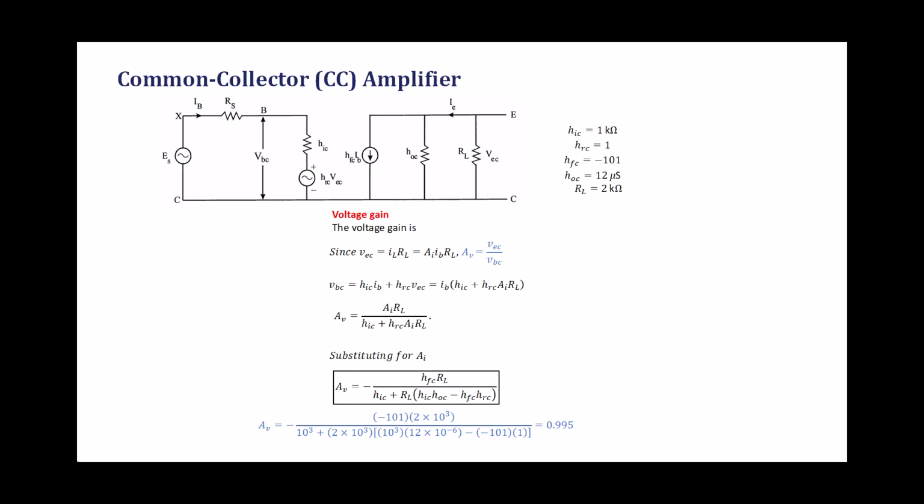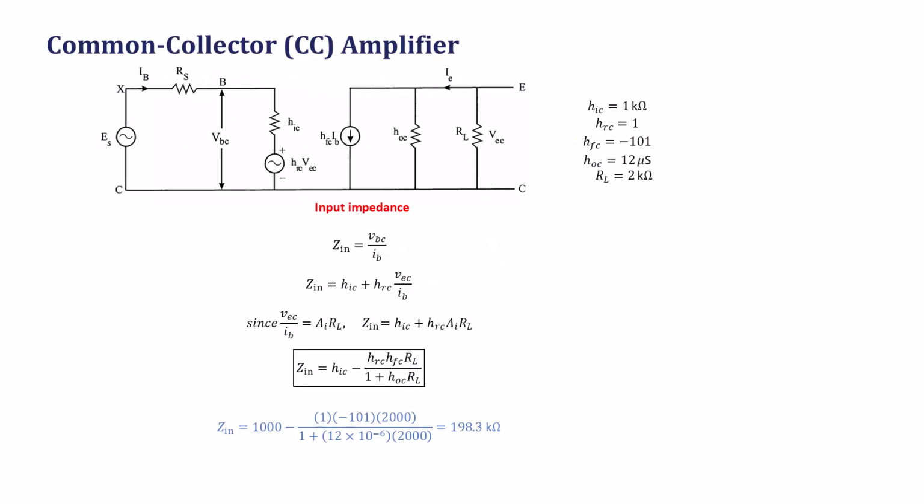Plugging in our values, negative 101 times 2 times 10 cubed divided by 10 cubed plus 2 times 10 cubed times the quantity 10 cubed times 12 times 10 to the negative 6 minus negative 101 times 1. That gives us a voltage gain of 0.995, confirming what we said earlier, close to unity but just under 1.